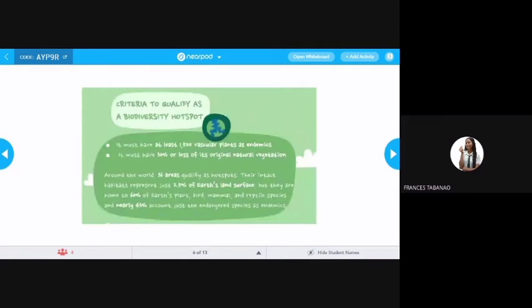Now, to qualify as a biodiversity hotspot, a region must meet two strict criteria. First, it must have at least 1,500 vascular plants as endemics. Therefore, it must have a high percentage of plant life found nowhere else on the planet. Second, it must have 30% or less of its original natural vegetation. In other words, it must be threatened.